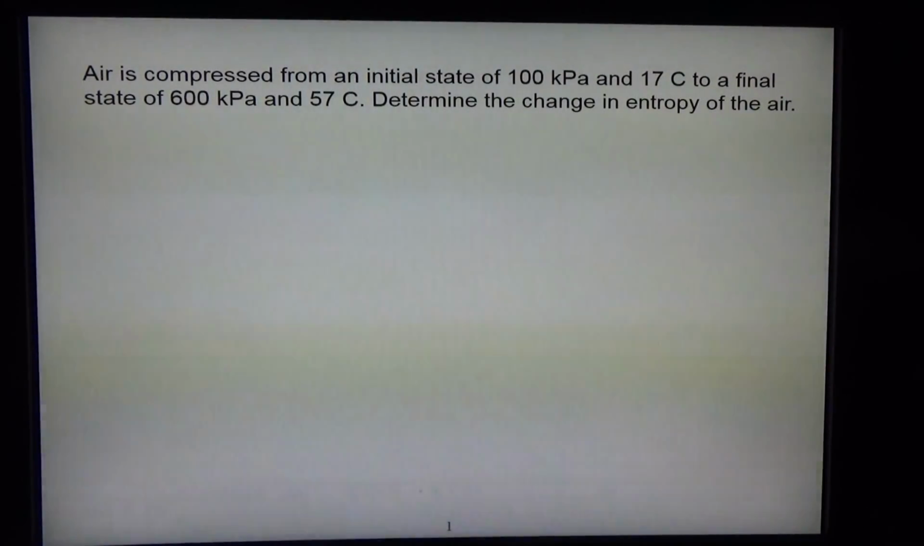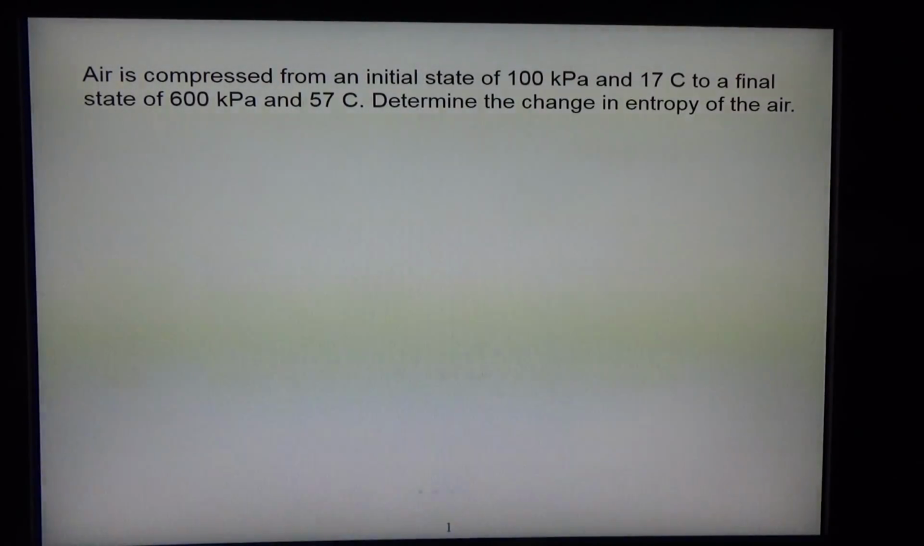Alright, in this next problem we're looking at how to calculate entropy change for an ideal gas such as air. The problem says air is compressed from an initial state of 100 kilopascal and 17 degrees Celsius to a final state of 600 kilopascal and 57 degrees Celsius. Determine the change in entropy of the air.